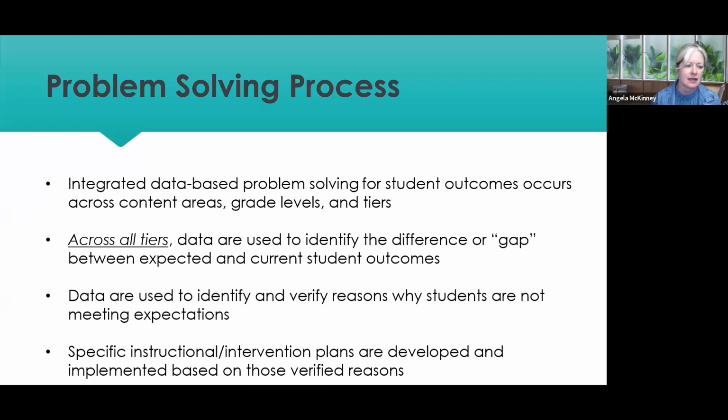that not only looks at that individual student, but looks across different content areas and grade levels. How are we doing at different tiers? How are we doing as a whole, as a school or as a school system? Using that data to identify where those gaps are.